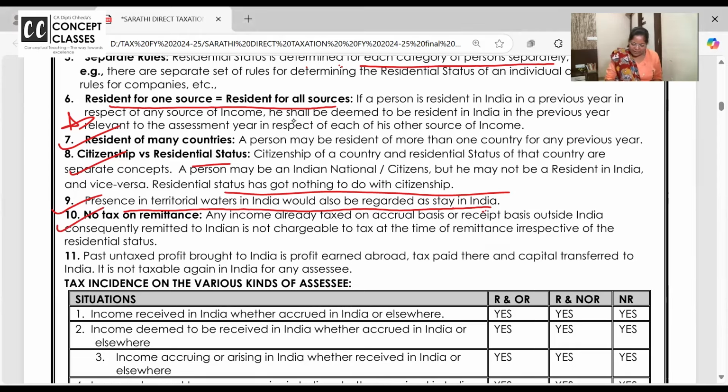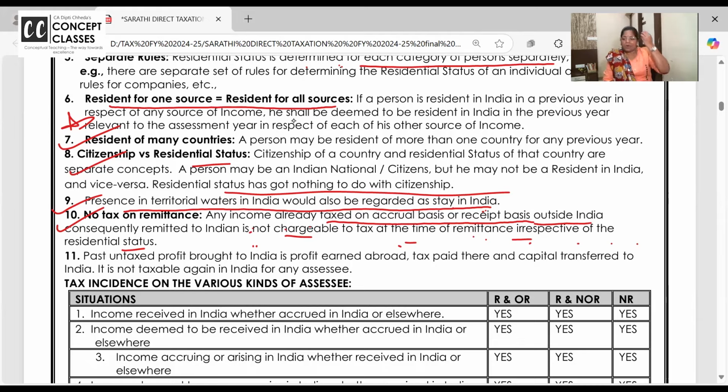Read the 10th point. Any income already taxed on accrual basis or receipt basis abroad, outside India, and consequently brought into India, is not chargeable to tax at the time of remittance, irrespective of the residential status.